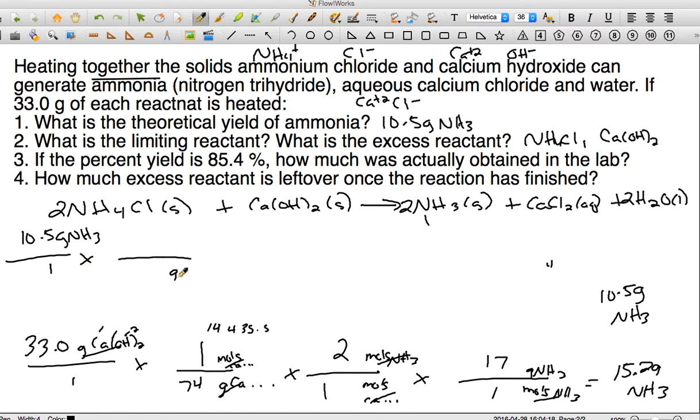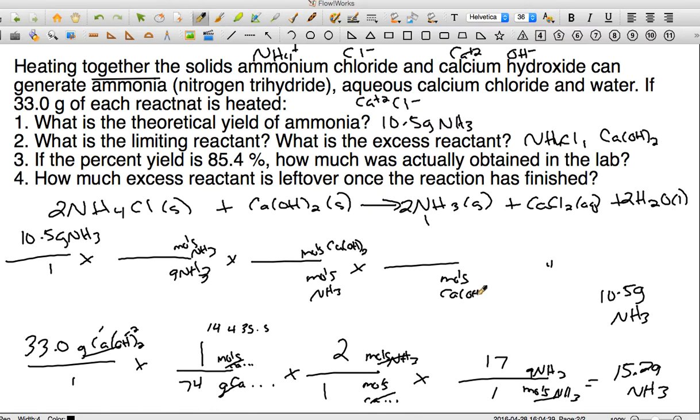So now I'm going to go grams of ammonia to moles, that's a 3. Okay, go again, moles of ammonia to moles of the calcium hydroxide, because this was the thing that was supposed to be excess. And then moles of Ca(OH)2 to grams of the Ca(OH)2. Okay, and like I said, we've already done the math on this for the most part because it's just reverse.